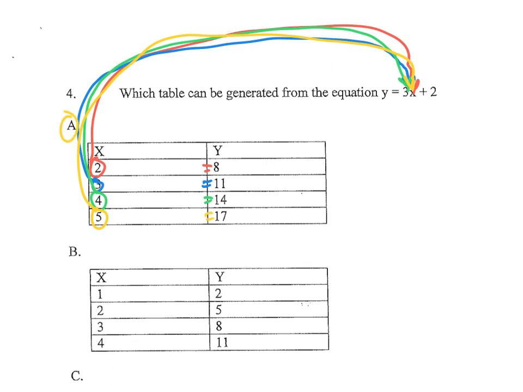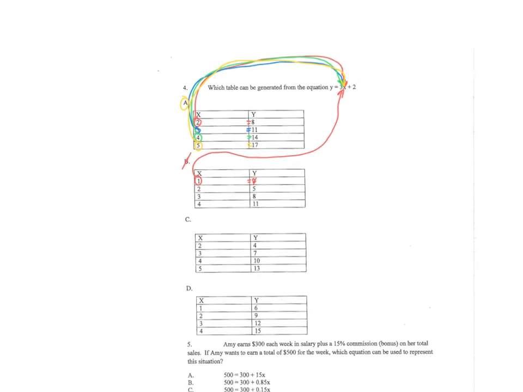Just to prove that this works or it doesn't work on the other ones, I'm going to take a look at B real quick. So I'm going to take my 1 right here. I'm going to come over here. I'm going to plug it in for x. 3 times 1 is 3, plus 1 would be 4, not 2. That one already doesn't work. Definitely not going to be B.